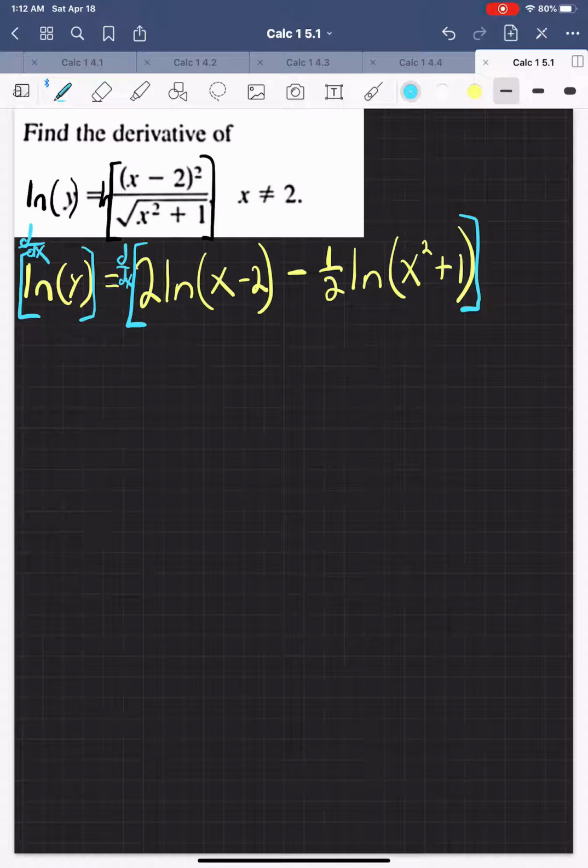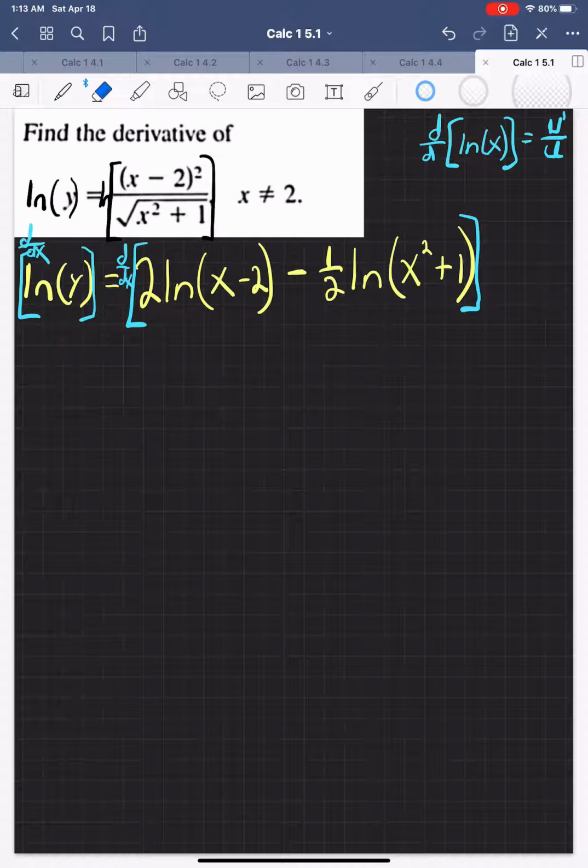The derivative of ln of y, well, the derivative of ln of x is just what? It's 1 over x is normally the way you write it, but since we have y, we're going to think of it as u prime over u, right? I'll write that as y. So in this case, if you let u equal y, then u prime would just be y prime. Okay, with me so far?